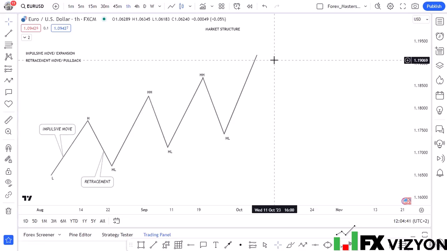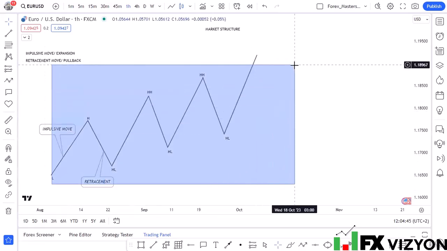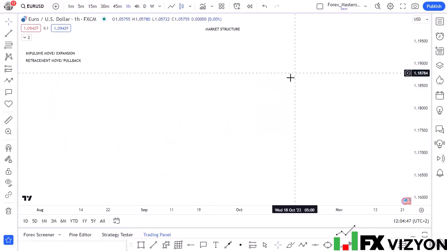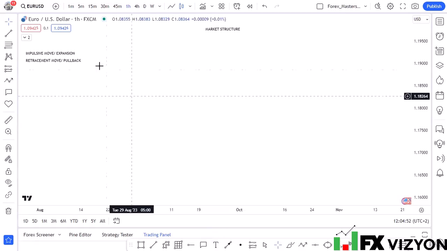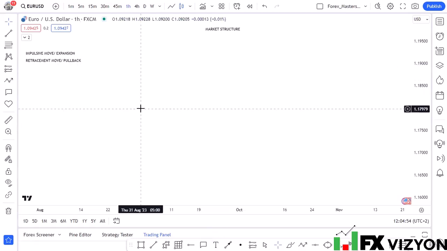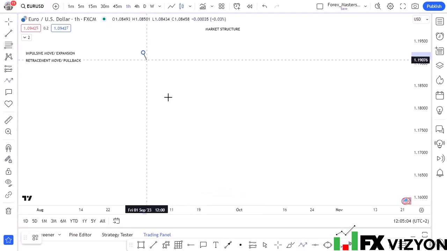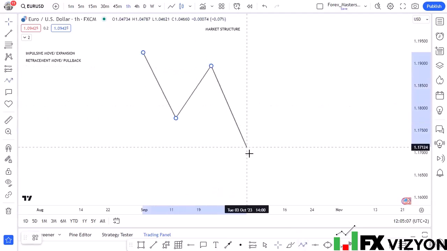Now let us also look at another condition in which the market structure exists, and this condition is called a downtrend. Now remember, like I said, the market structure is made up of two moves only. So whether it is an uptrend or a downtrend, the moves are just the same. So let us look at the downtrend. So now what we're going to have in a downtrend is a market that is dominated by what?